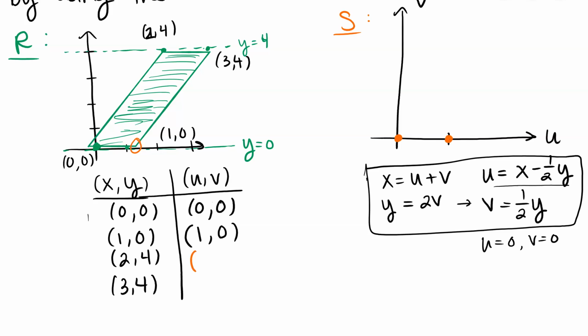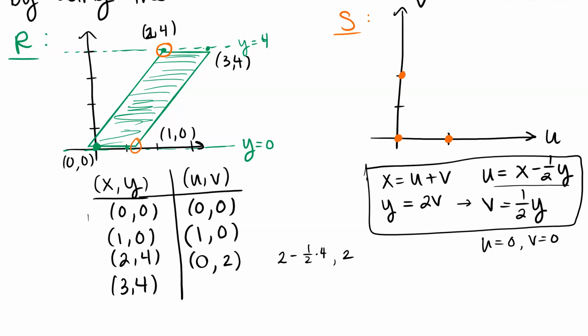Okay, so when x is 2 and y is 4, I would get u equals 2 minus 1/2 times 4. So I get 2 minus 2, so u is 0. And then what about my v? Well, half of 4 is 2. So I'd be at 0, 2. So this point 2, 4 is transformed to the point 0, 2.